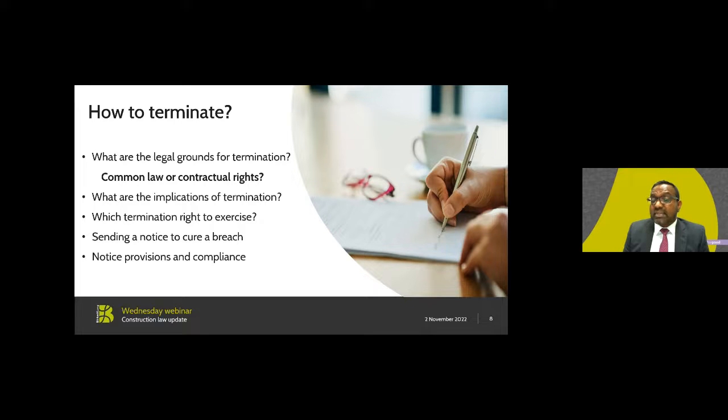You may consider sending a notice to cure a breach. Some contracts may allow termination on grounds of a remediable breach only after the aggrieved party has given another chance to cure the breach within a specified time.